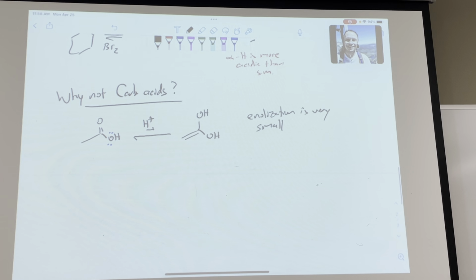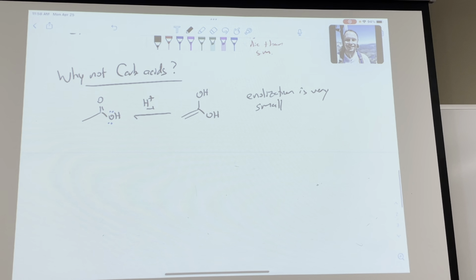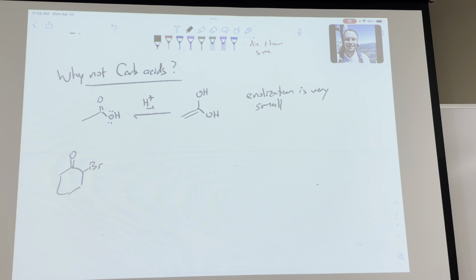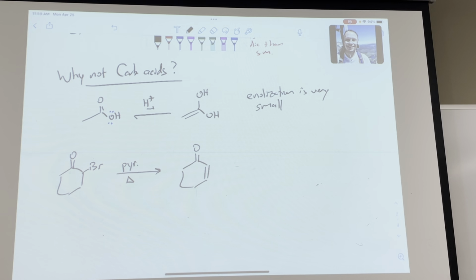So what's the point? Why would it be useful? Why would you want to make an alpha halo carbonyl compound? It turns out that they undergo elimination readily. So it's a very nice way of, through the use of just very weak bases often, something like pyridine and heat would work. You can cause their elimination, and it gets you access into these alpha-beta unsaturated carbonyl compounds, which, as you'll see in the future, are quite useful.